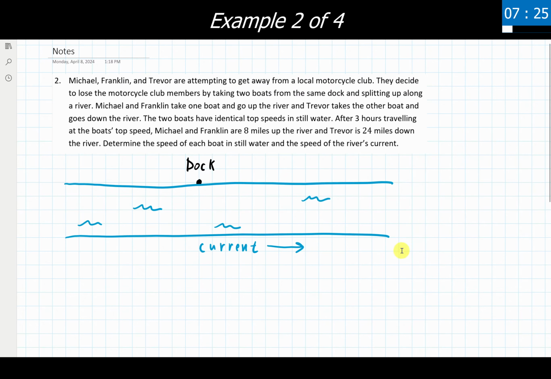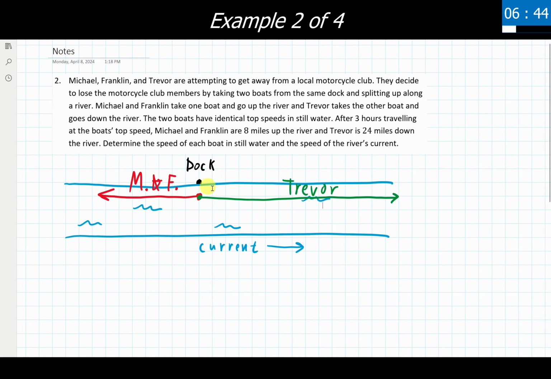Okay, makes sense. Now, from the dock, we have Michael and Franklin. They are going up the river. Let's see, we'll use red here. So from the dock, we have Michael and Franklin traveling up the river. We'll just do M and F. And then we are told that Trevor is going down the river, so we'll do his in green. They're starting at the same spot, and he's going down the river, and he's traveled much farther.